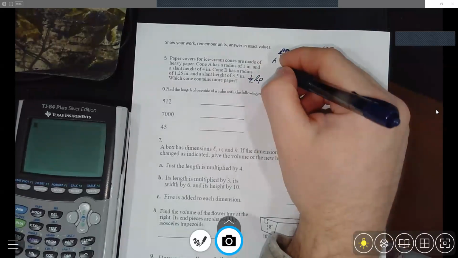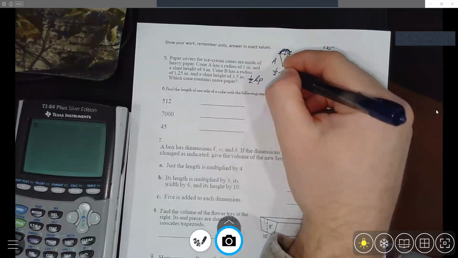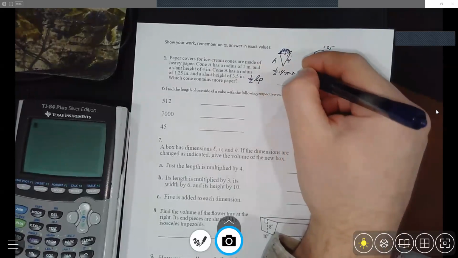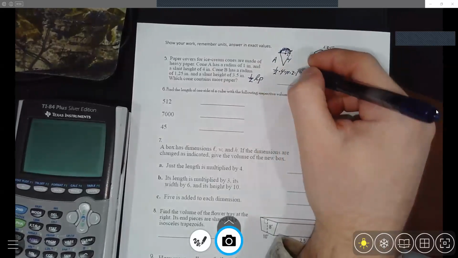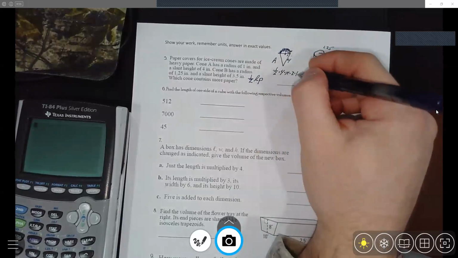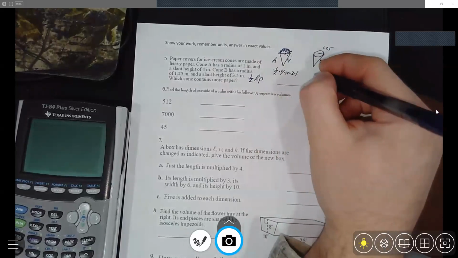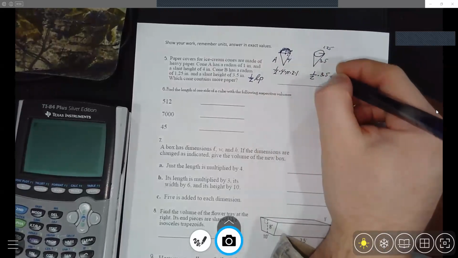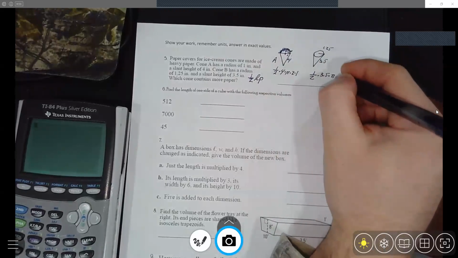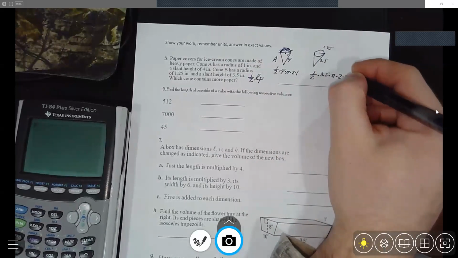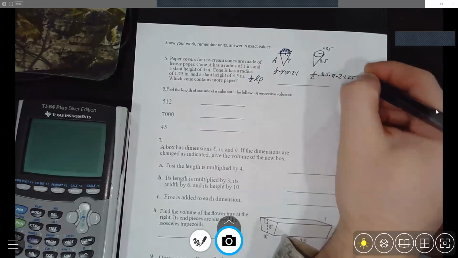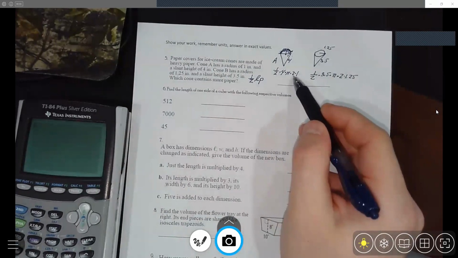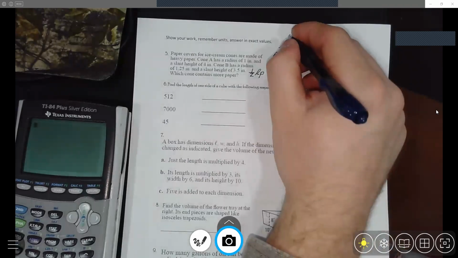For cone A, it's 1/2 times 4 times pi times 2 times 1, right? Circumference of a cone is pi times 2r. Then over here, 1/2 times 3.5 times pi times 2 times 1.25. So here we get 2, half of 4 is 2 times 2 is 4. So this is 4 pi.